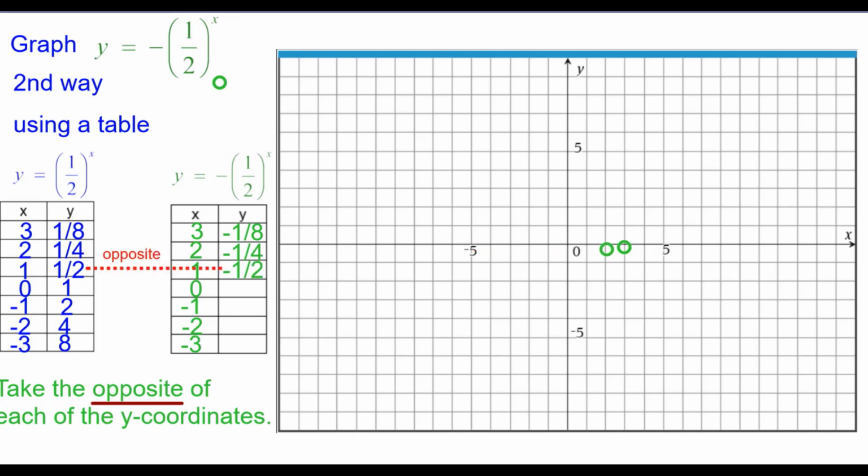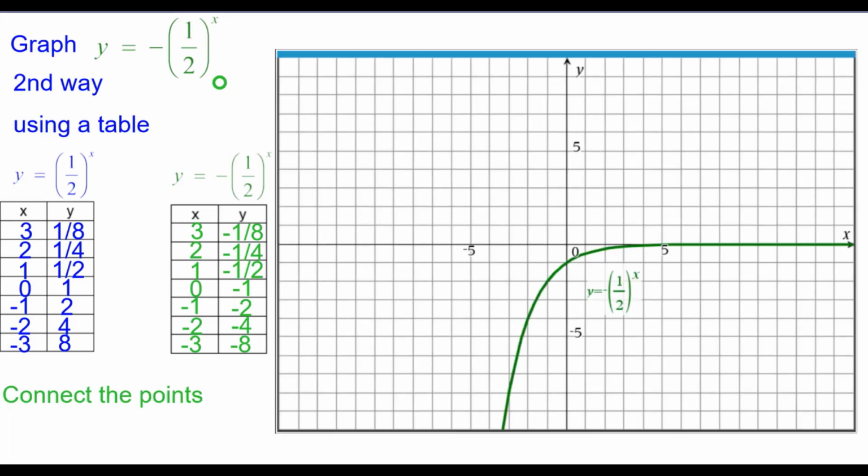The opposite of 1/2 is its opposite, -1/2. So 1 over 1 down -1/2. 0, -1 will be the next point. -1, -2 will be the next point, and so on. We can connect the points and draw on the asymptote.